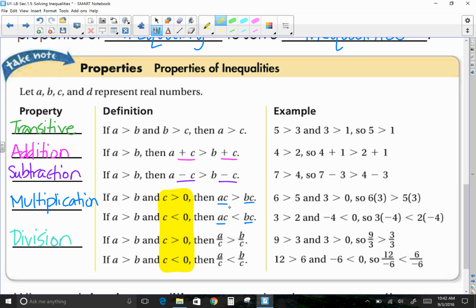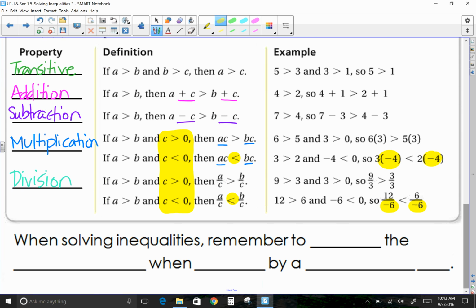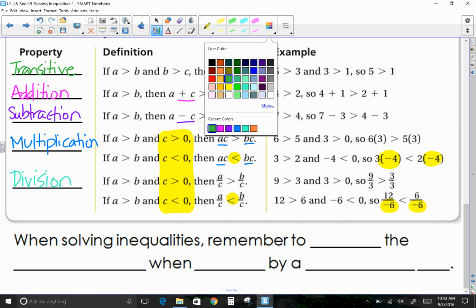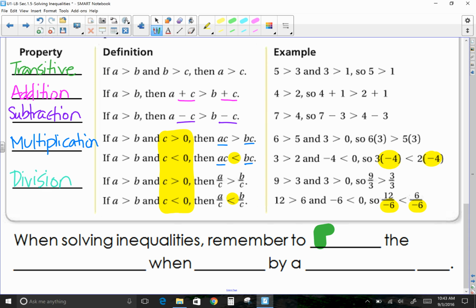And so I'm hoping that you could see that when you multiply or divide by a negative number, you have to switch the sign. These started off as greater than, but they both switched to less than when you multiplied by a negative number. So again, here it is, a real concrete example. Multiplied both sides by -4, then my inequality changed from greater than to less than. 12 is greater than 6, but when I divide both sides by a negative number, then I have to flip it. And that's so important that I want to write it again down here. When solving inequalities, remember to, woohoo, I'm still in the highlighter. Let's go back to the pen.